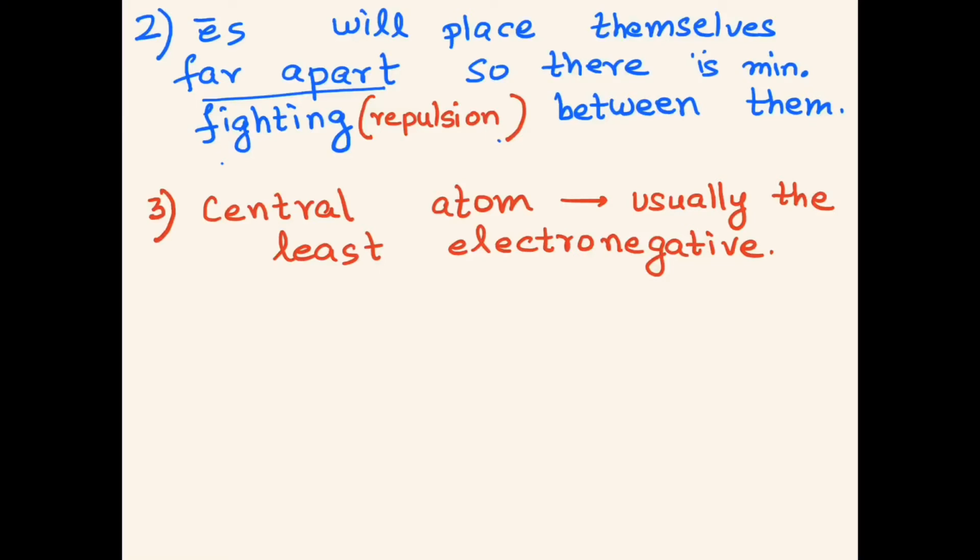And the most important thing, how do you decide which one would be the central atom? We've got oxygen and hydrogen, right? Which one is the central atom? Usually it is the least electronegative atom which will be the central atom. Now please write down the postulates of the VSEPR theory in your notebook.